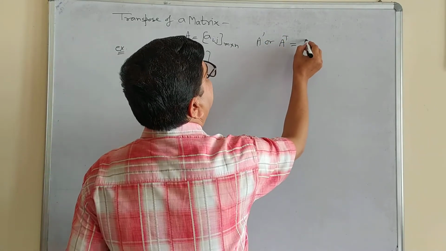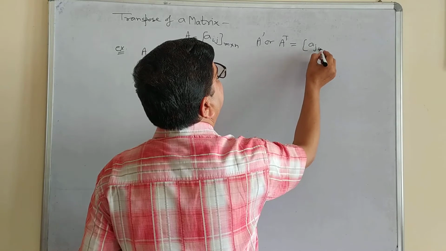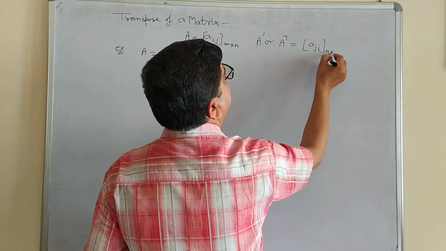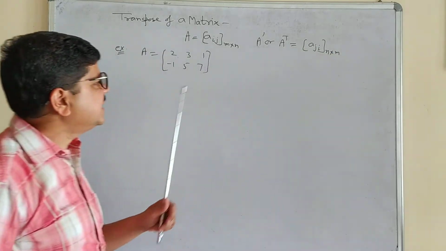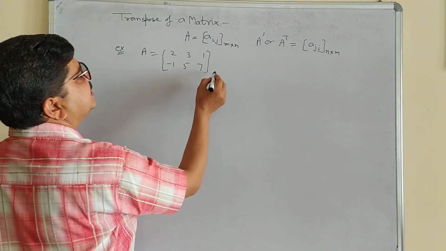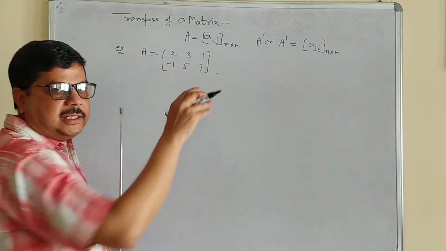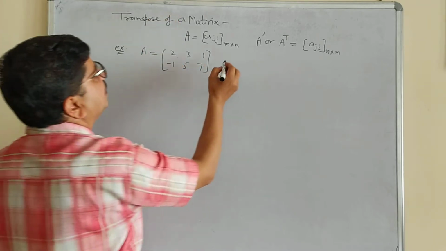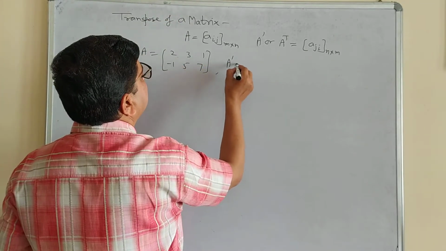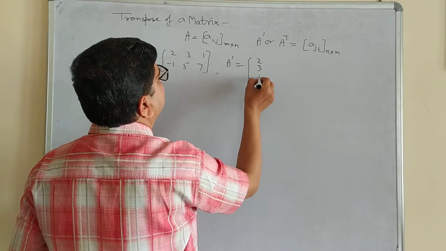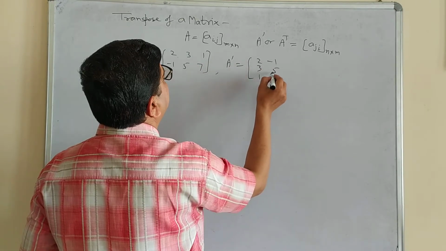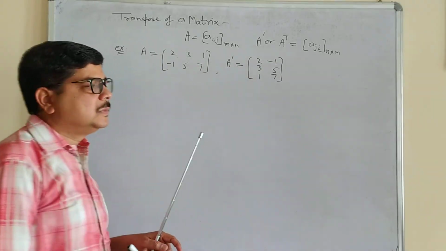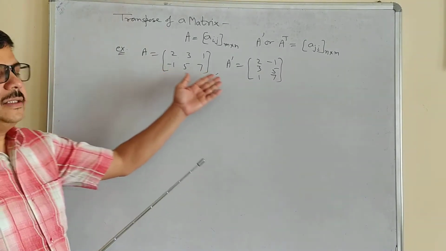A transpose, it will be Aji, and its order will be n cross m. So this is matrix A, interchanging the rows and columns. First row becomes first column, second row becomes second column. So A transpose is 2 3 1 minus 1 5 7. This is A. This is A transpose.